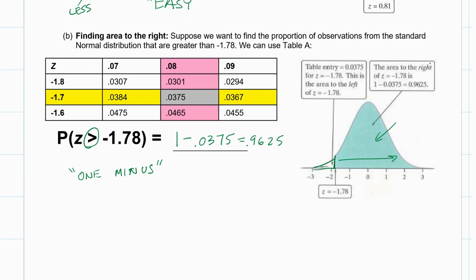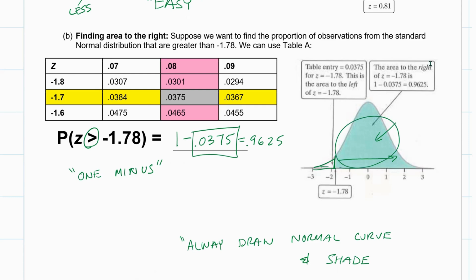that answer looks appropriate. Which reminds me, when we do these problems, always draw the normal curve and shade for your answer. That way, if we forget to do the 1 minus, it'll show up. If I left my answer as just 3%, does this look like 3%? Not at all. So always draw your normal curve and shade.